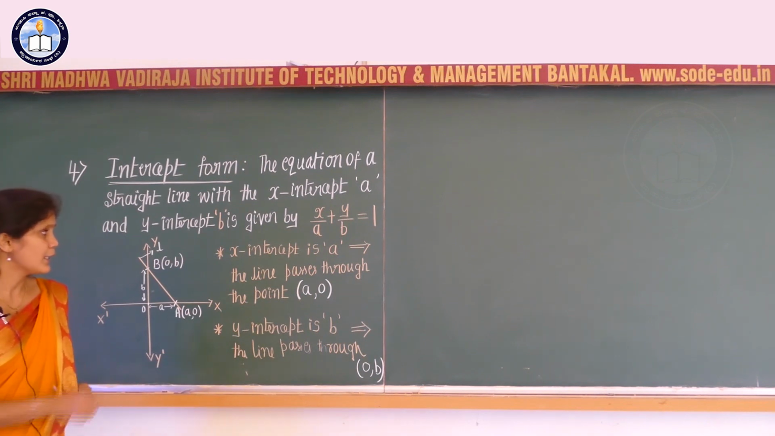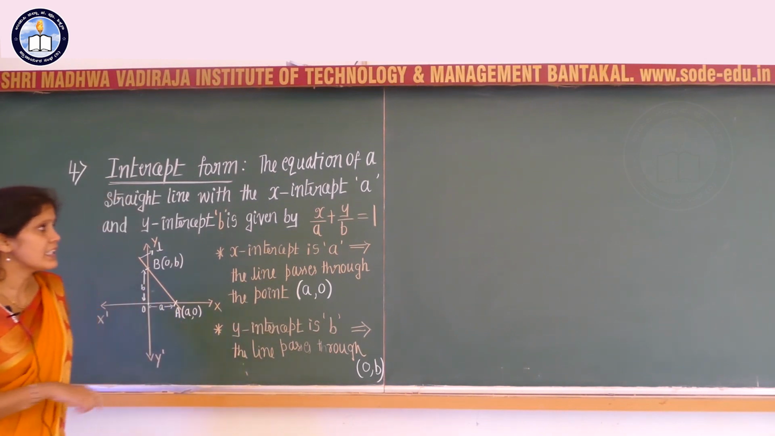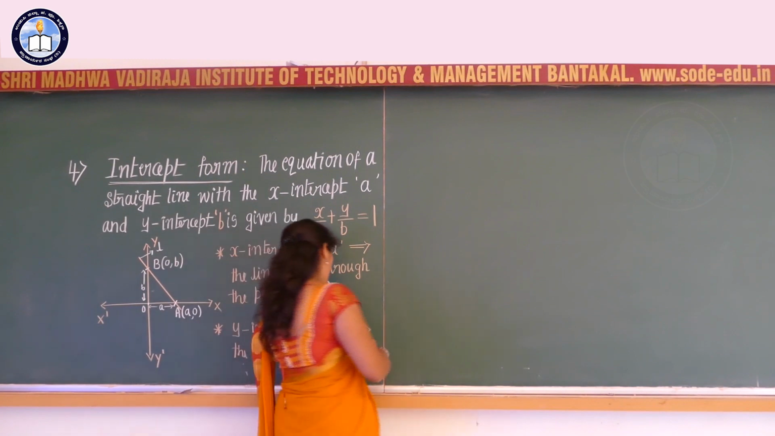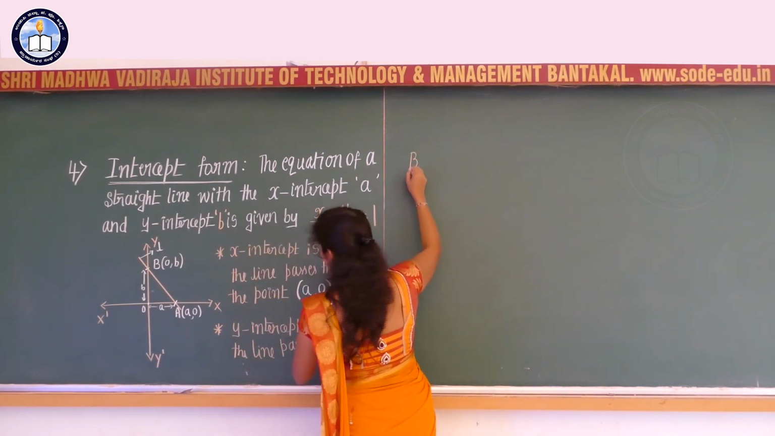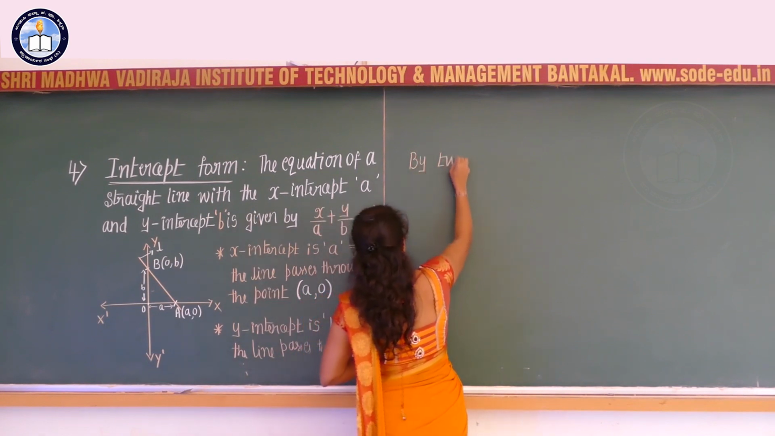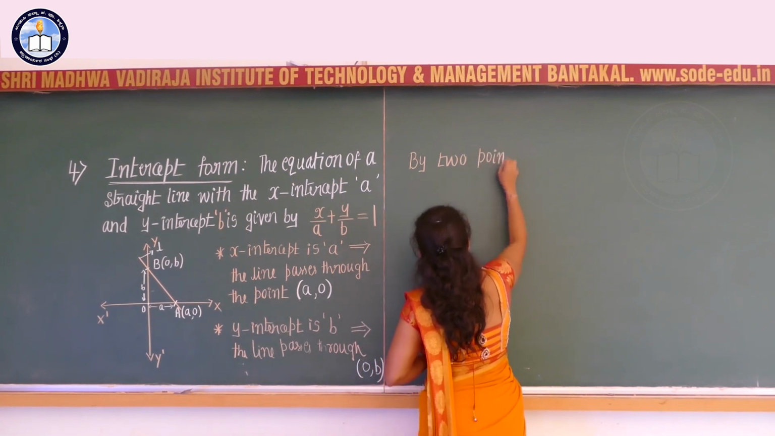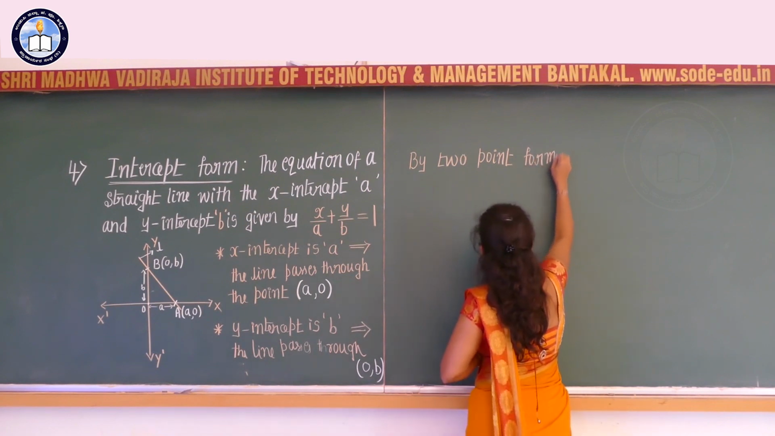So, here in order to derive the intercept formula, I am considering the 2-point formula. With the help of the 2-point formula, we are going to write the derivation for intercept form. By the definition of the 2-point formula, we can write: what is meant by the 2-point formula?